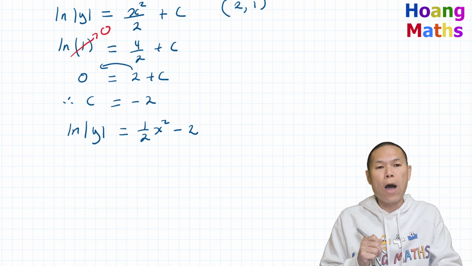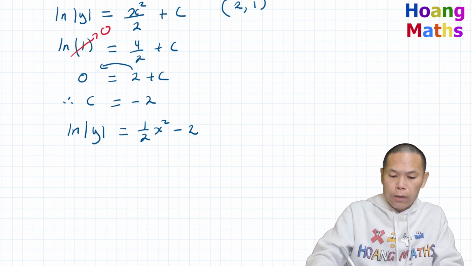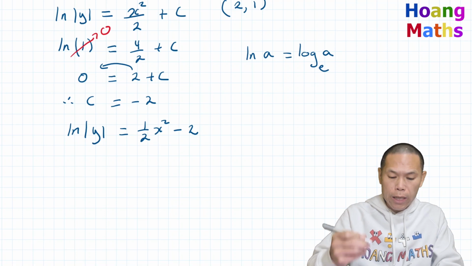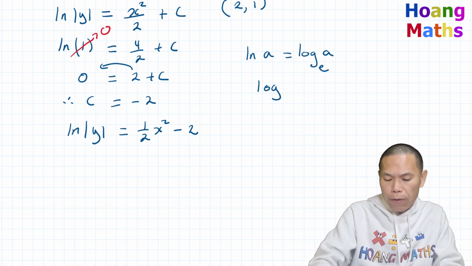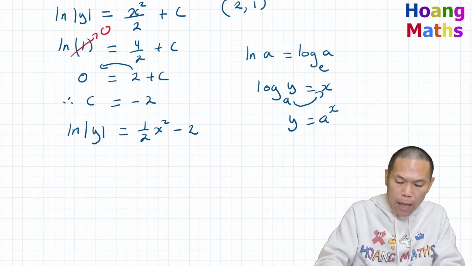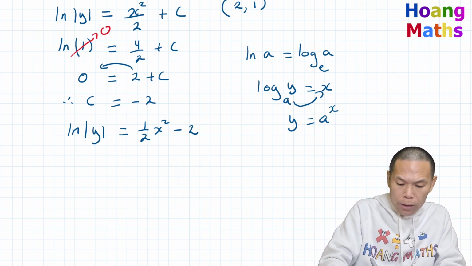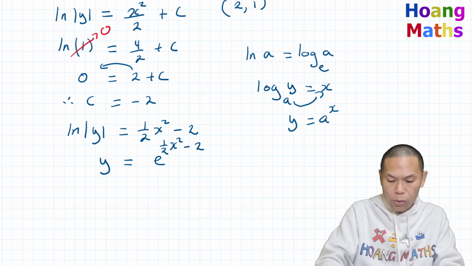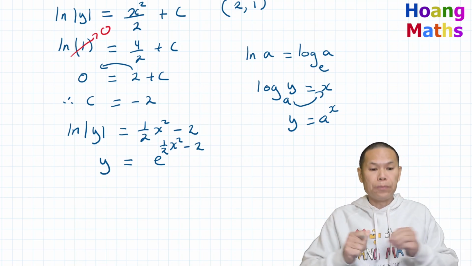Now we need to solve for y. To unlock this, don't forget ln of a is the same as log base e of a. If we have log base e of y is x, to unlock this, y is e to the power of x. So this means that y is e to the a half of x squared minus 2. So there you go.